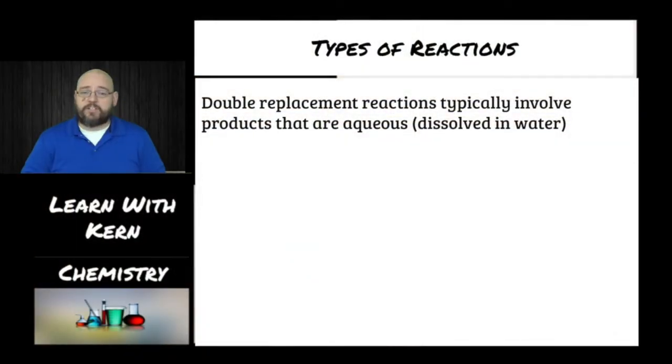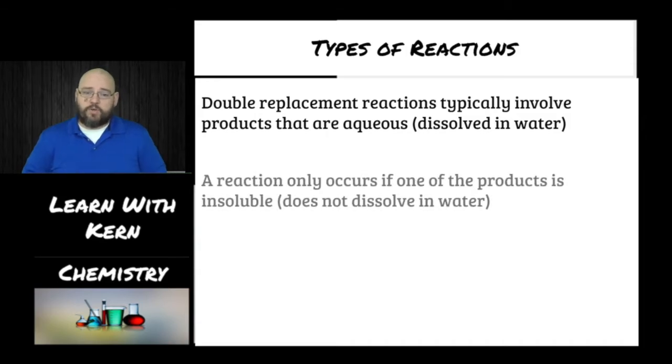So double replacement reactions typically involve reactants that are aqueous or dissolved in water. So that's how the reactions actually occur. We're going to have an aqueous substance, dissolved in water, and we have something else that's dissolved in water, and when we mix them together, they are also dissolved in water. The reaction only actually occurs if one of the products is insoluble, meaning it does not dissolve in water. Otherwise, they just stay dissolved in water as ions floating around, and you don't actually have any net ionic difference. So when you have an insoluble product, you're going to have a reaction that actually occurs.